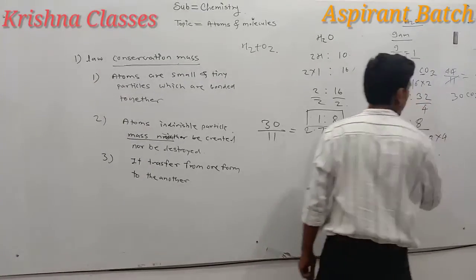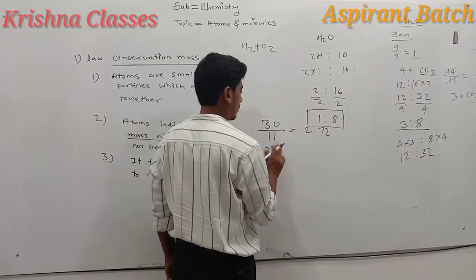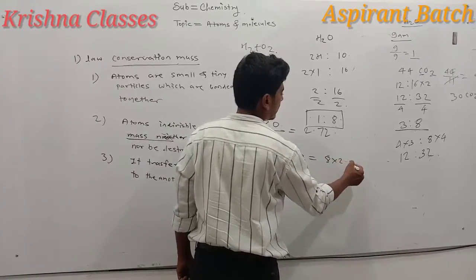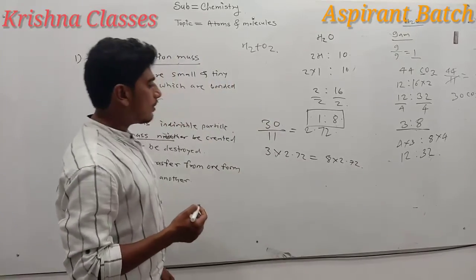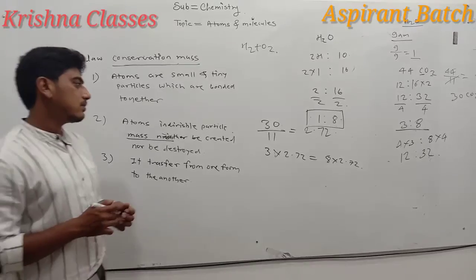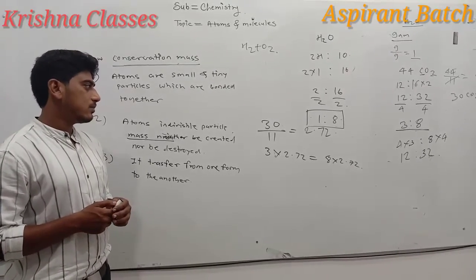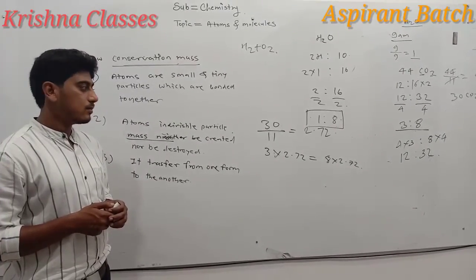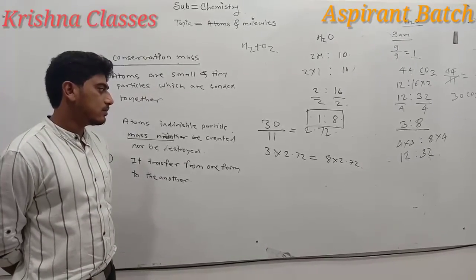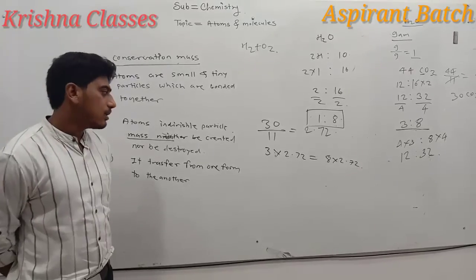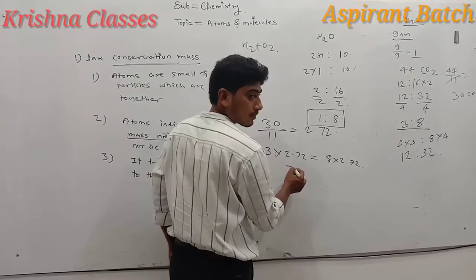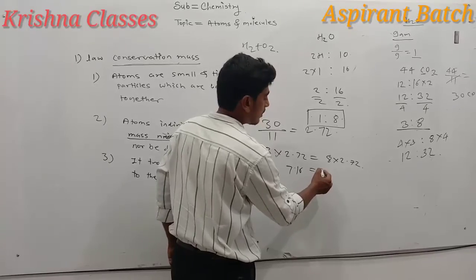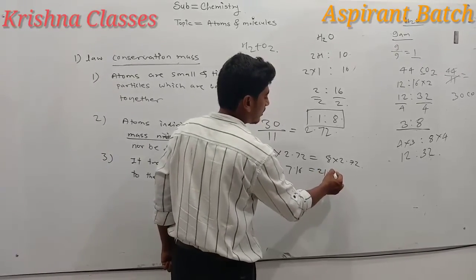That is the ratio. That is 3 into 2.72. Then here 8 into 2.72. Do it and see what comes. Here it is 8.16, and 21.76.